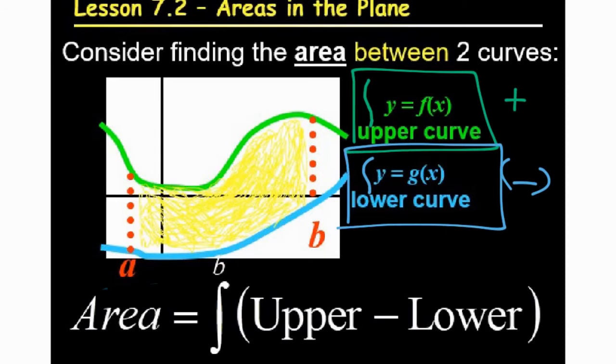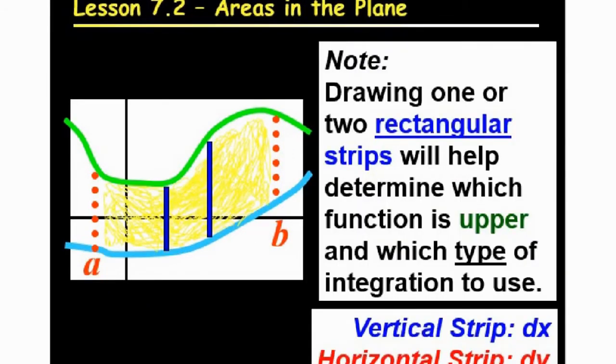Now, sometimes it's going to be helpful, actually I shouldn't say sometimes, it's really all the time it's going to be helpful to draw some rectangular strips. Drawing in these rectangular strips is going to help us determine which graph is the upper graph, because of course that would be the graph that's touching the top side of my strip, and which graph is going to be the lower one, touching at the bottom of the strip.